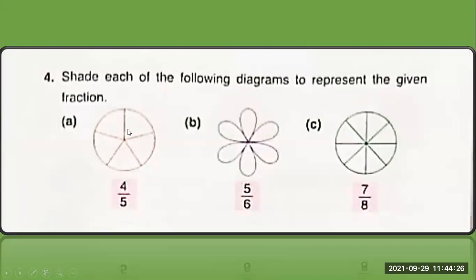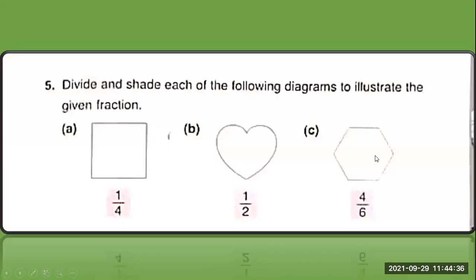Okay, 1, 2, 3, 4. You have to shade this one. Letter B, 5/6. Shade the 5 parts. And letter C, 7/8. Shade the 7 parts. Here, divide and shade each of the following diagrams to illustrate the given fraction.